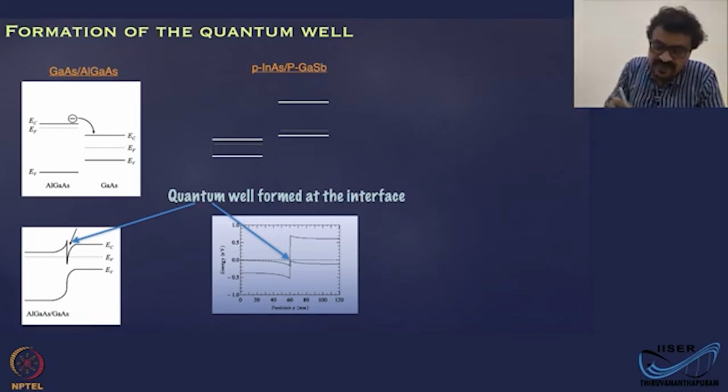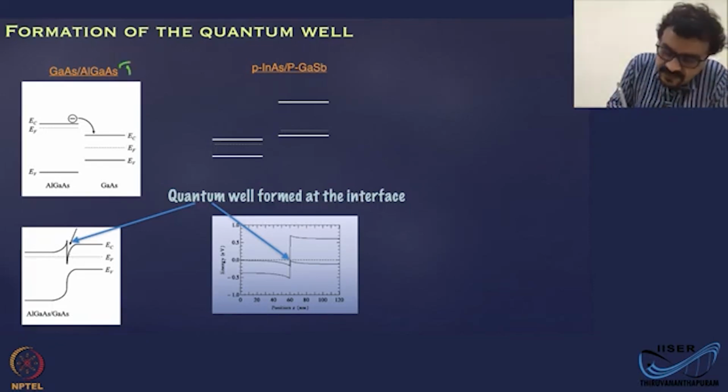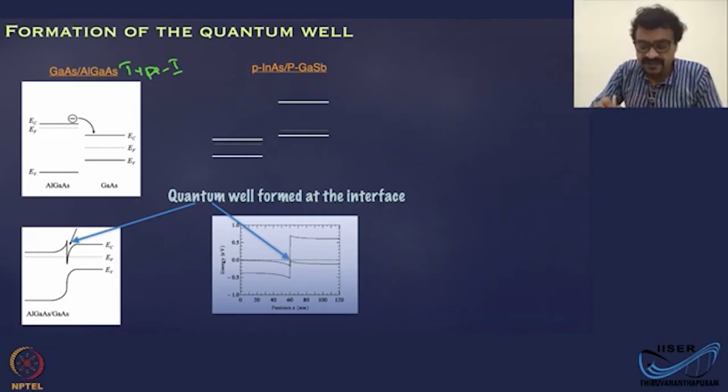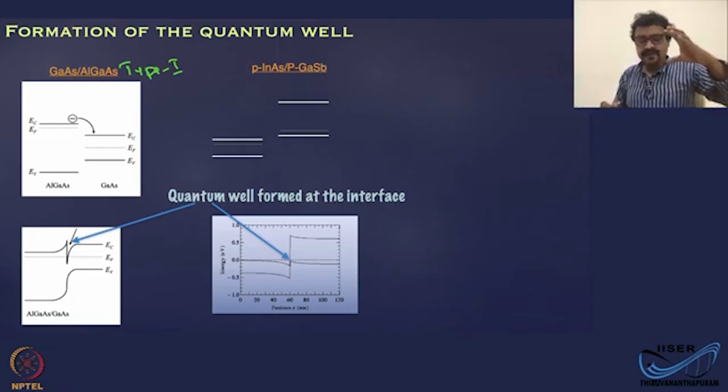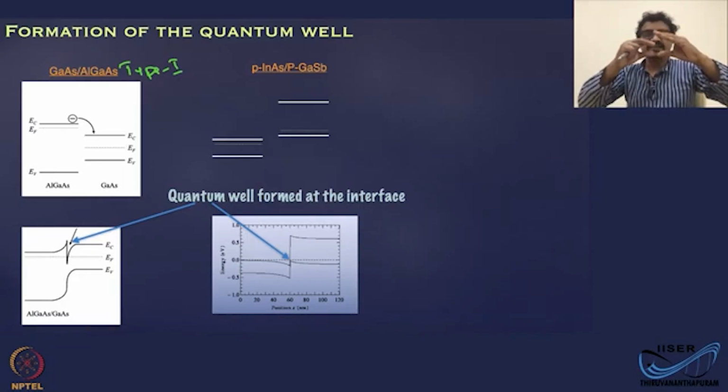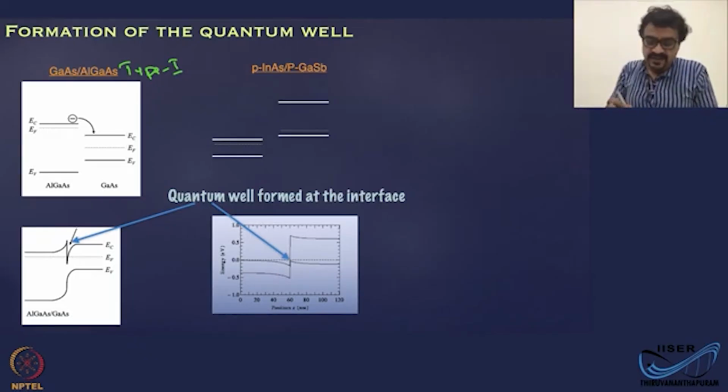So this is type 1. You can see that the aluminum gallium arsenide side has a larger band gap, the gallium arsenide has a smaller band gap, and they are aligned this way. Here what we are seeing is an intrinsic, or undoped, gallium arsenide where the Fermi level is lying in the middle, and the N-doped aluminum gallium arsenide, so the Fermi level is close to the conduction band.